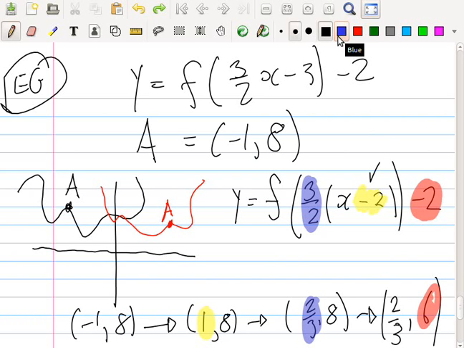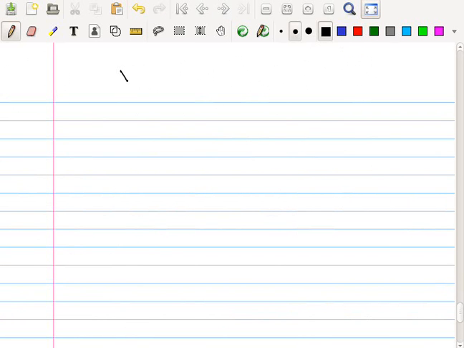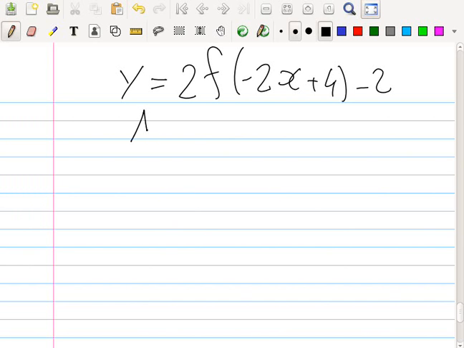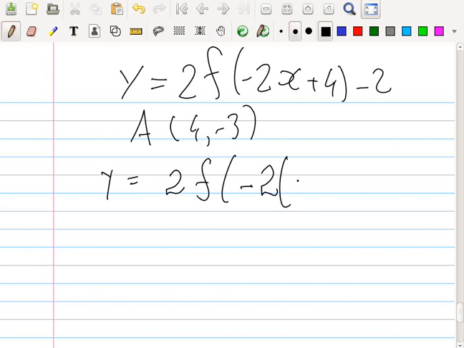Okay, next one now. So, next example. You don't have it? All right, I hope so. 2f of minus 2x plus 4, minus 2, and the point is 4, minus 3. So firstly, we need to write it in the usual form, which is 2f of minus 2, x minus 2, minus 2.